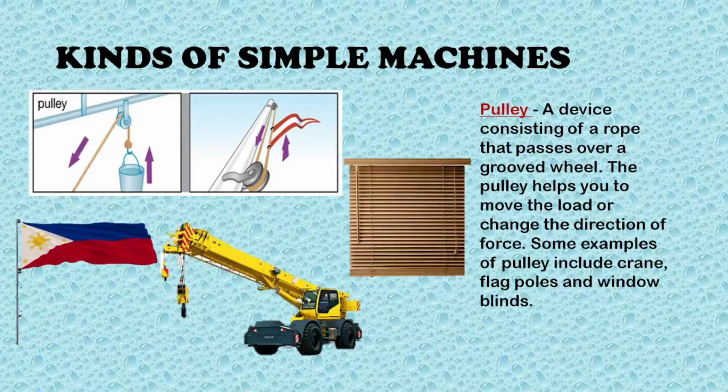Number 3 is pulley. Pulley is a device consisting of a rope that passes over a grooved wheel. The pulley helps you to move the load or change the direction of force. Some examples of pulley include crane, flagpoles, and window blinds.